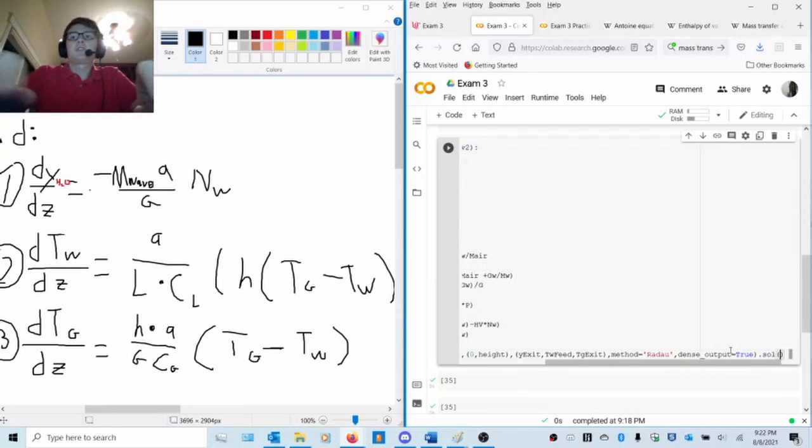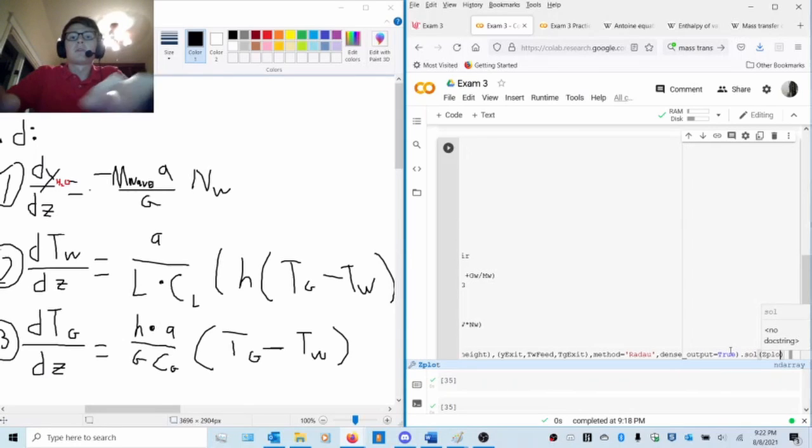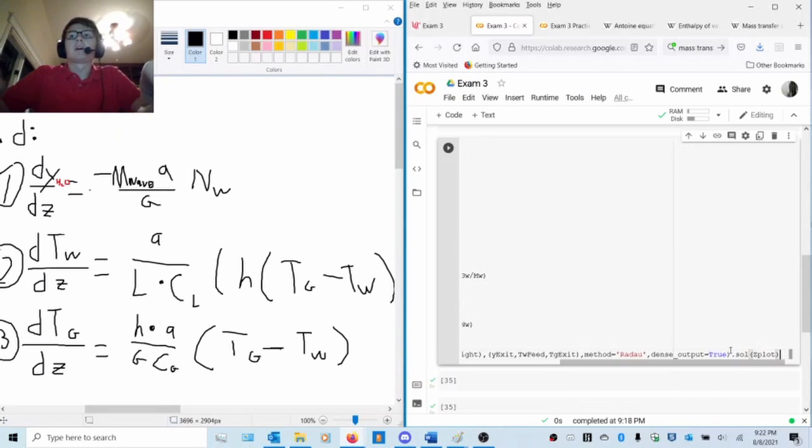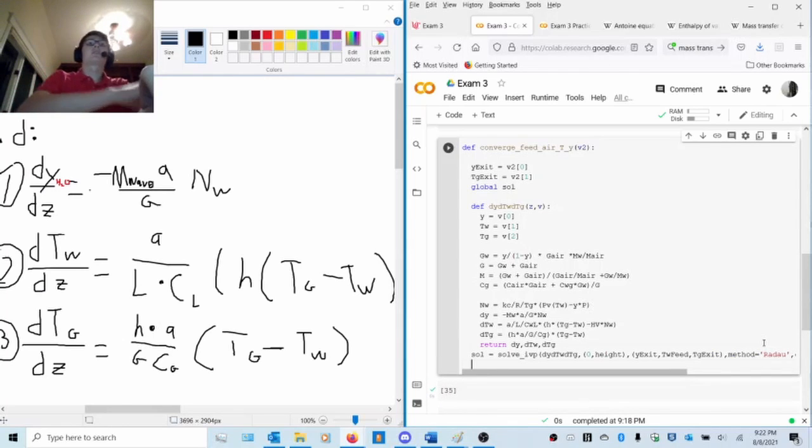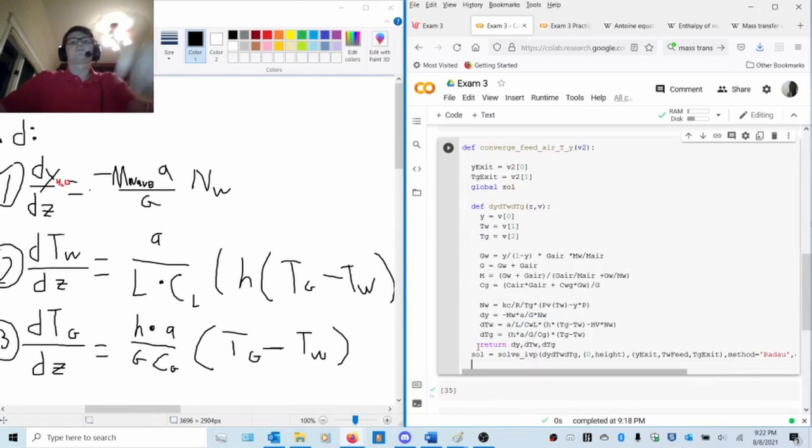And then we're going to solve it for the values at z, plot. So those are like our values going from 0 to 20.